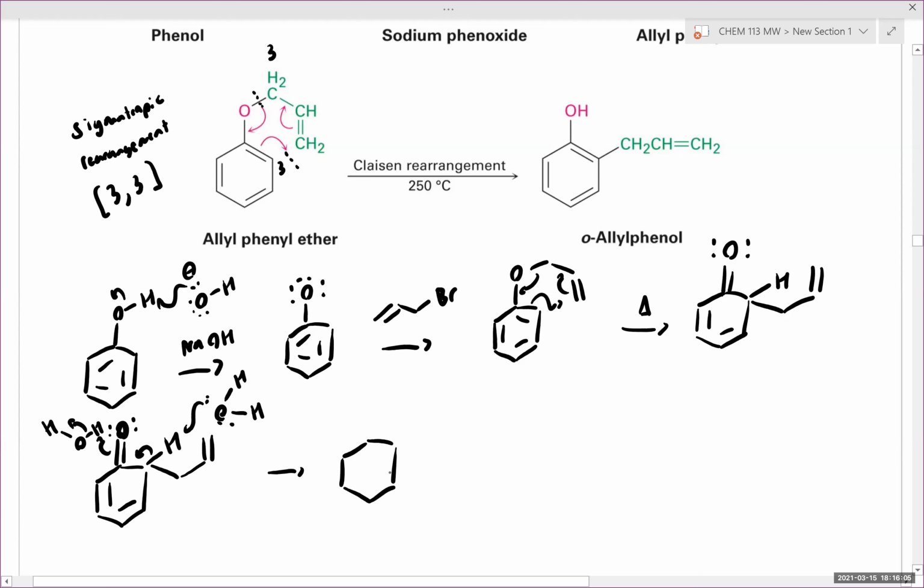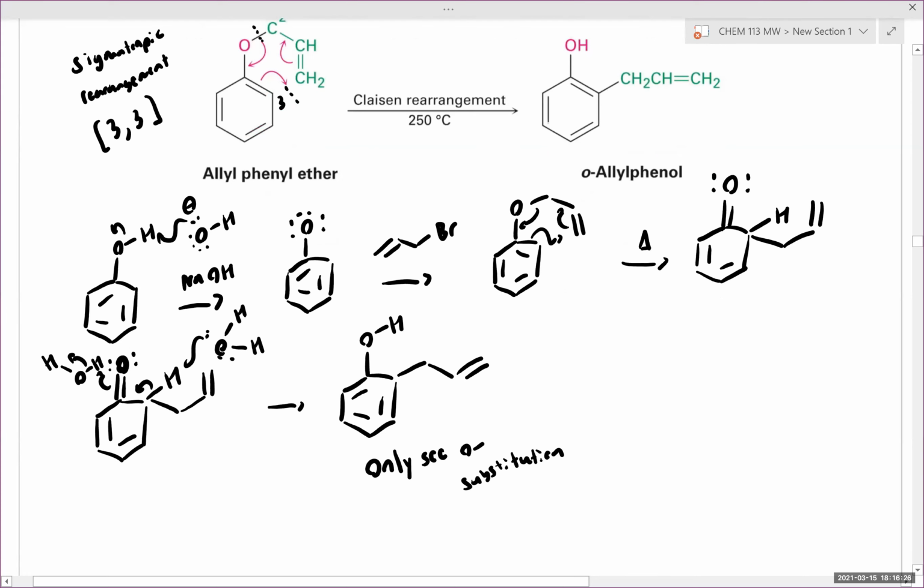So in the end, we're able to isolate an alpha allyl phenol. And what's important is that we only see the ortho substituted product. We don't see any of the para product because this Claisen rearrangement occurs via a concerted 3,3 sigmatropic rearrangement.